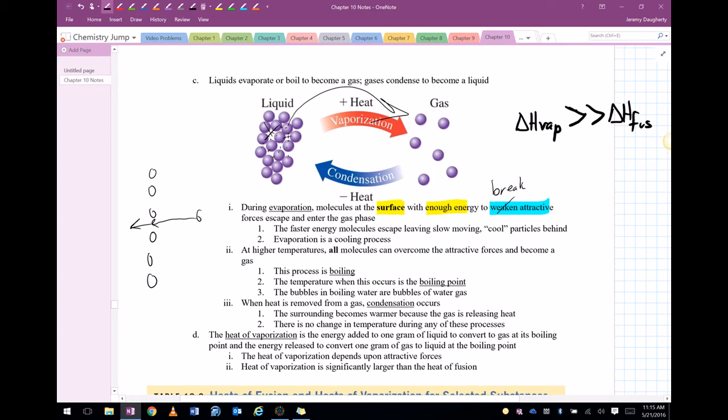Okay? Now evaporation is a cooling process. The reason why it's a cooling process is because remember what temperature is. Temperature, at least in Kelvin, is the average kinetic energy. Right? So if only the fastest particles are leaving, only the fast ones are leaving, that leaves behind all slower particles. Right? So that makes the average drop because there are slower particles, which means lower in energy, which means lower temperature, which is why evaporation is a cooling process.